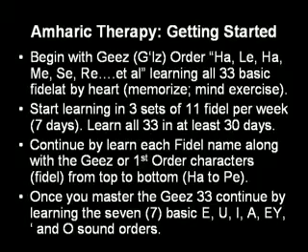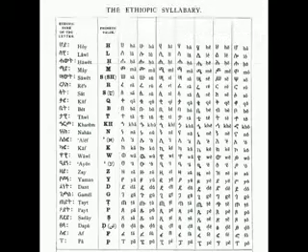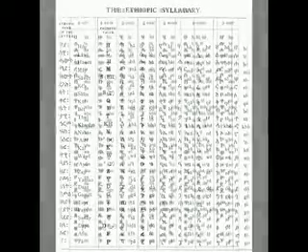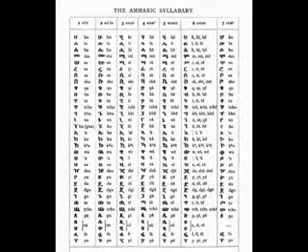Step 2, start learning in 3 sets. This is very important. Start learning in 3 sets of 11 Fidel per week, per 7 days. Take 20 minutes to half an hour at least every day. Just go over those 11 Fidels. Look at them and go from Ha, count down 11, first week, every day.